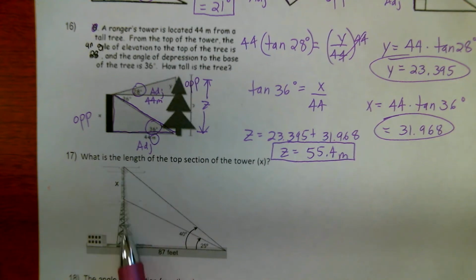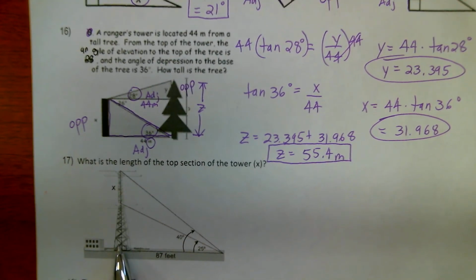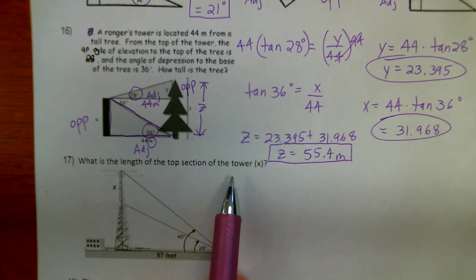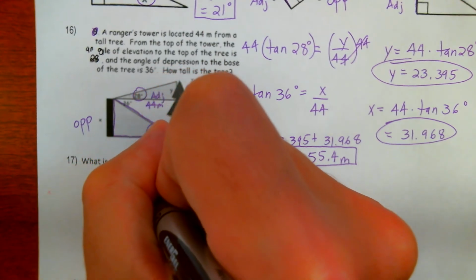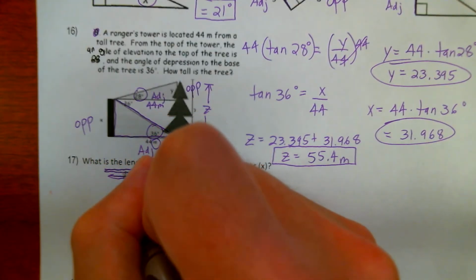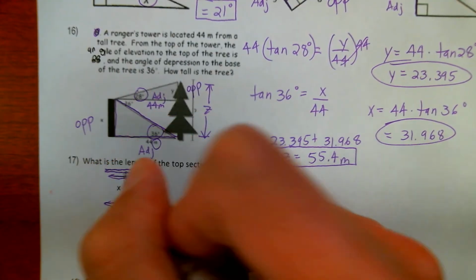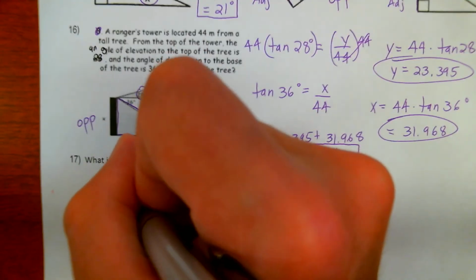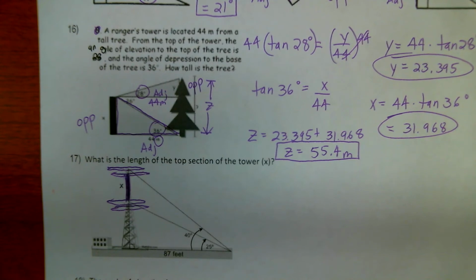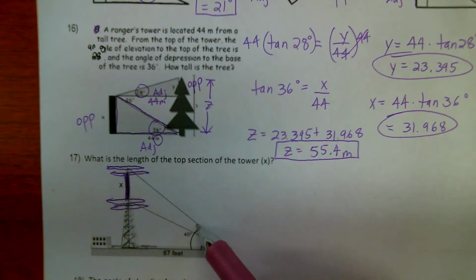So we have a tower here, an electrical tower. And it's asking us what is the length of the top section of the tower. It's kind of hard to see here, but we have some structures up here. They're asking us what is the length of the top section, just that piece. Well, that's not part of a right triangle. That's part of this acute triangle here.